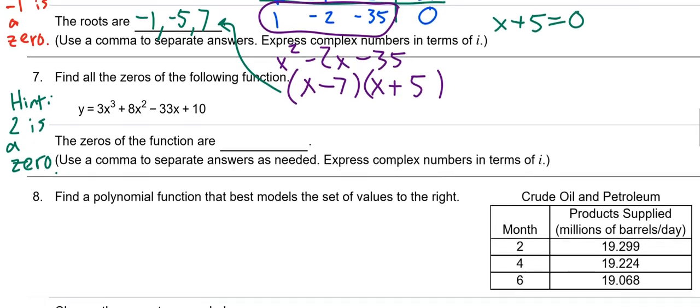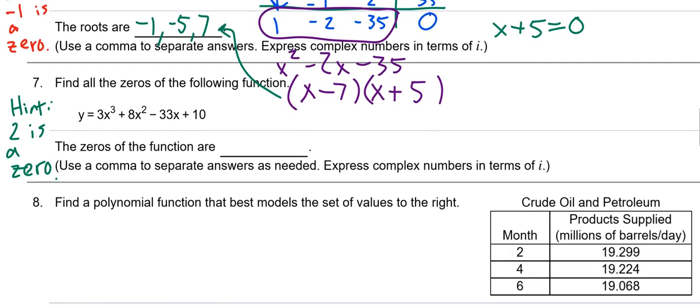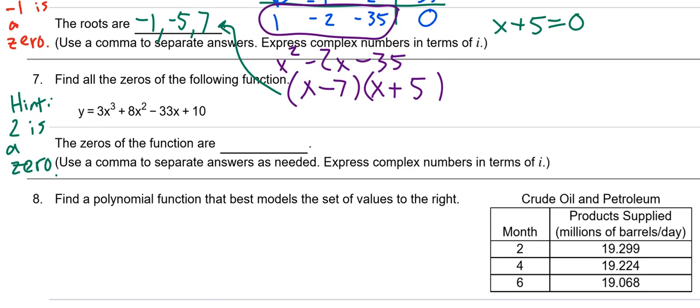Okay, move to question 7. You got a new hint. 2 is a 0. Use it. Let's make this our last one, so we'll zip through this one. I'm going to use the space down on 8 because we're not doing question 8. So if you need some space, you can drop down here. 3, 8, -33, and 10.